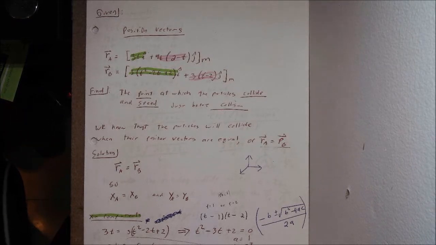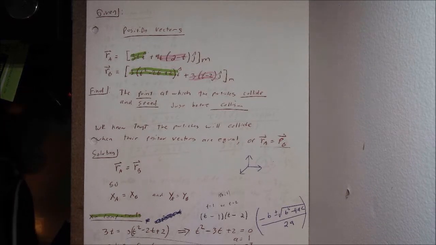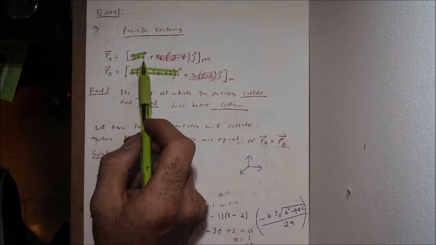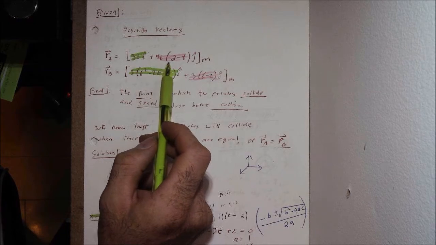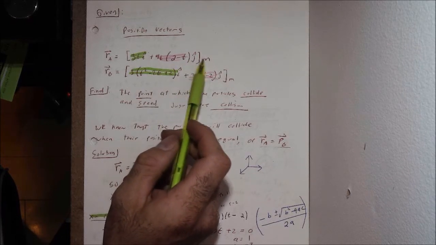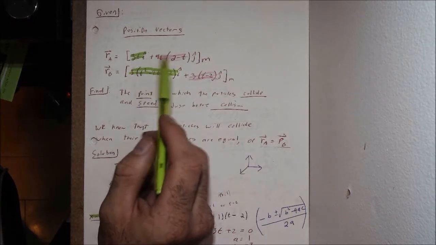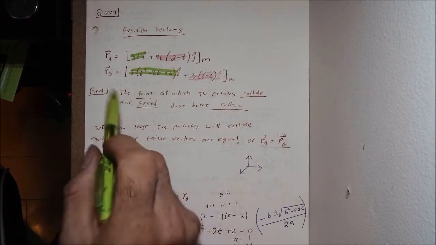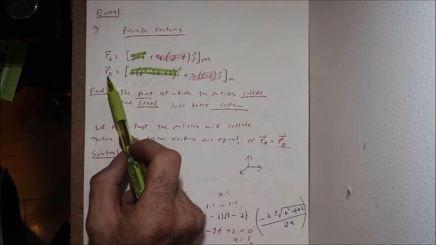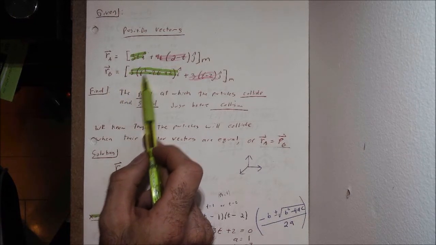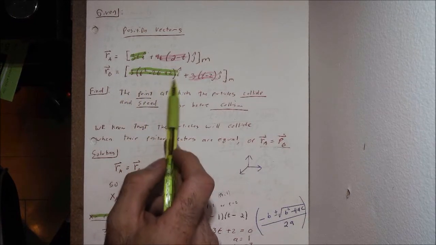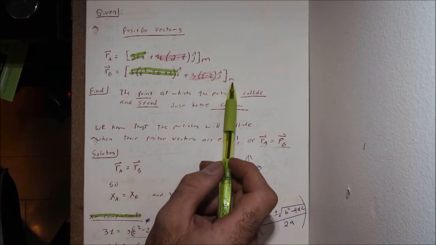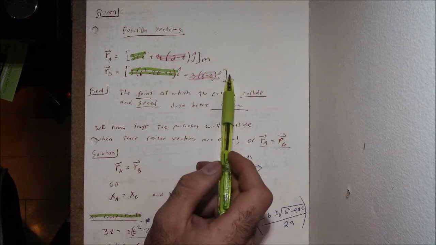So the first thing we want to do is write out what they gave us. They gave us these position vectors. So we have that r sub A is equal to 3t in the i hat direction plus 9t times (2 minus t) in the j hat direction, in meters. I've color coded these for x and y, or i and j, for each of the position vectors. Our second position vector for particle B is 3 times (t squared minus 2t plus 2) in the i hat, or the x direction, plus 3 times (t minus 2) in the j hat direction. Both have units of meters.